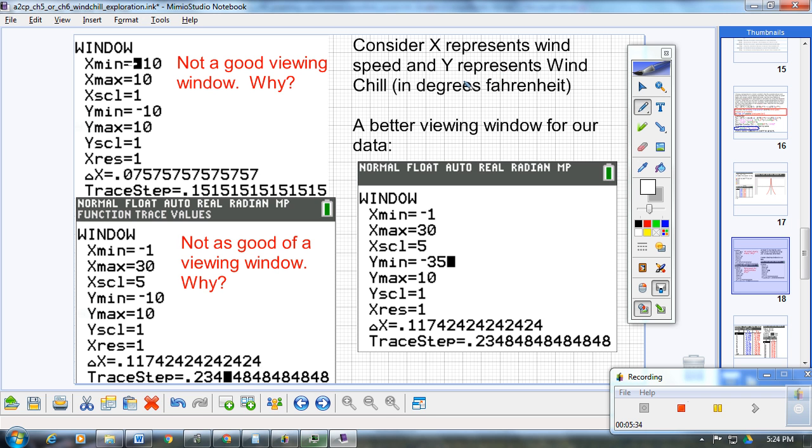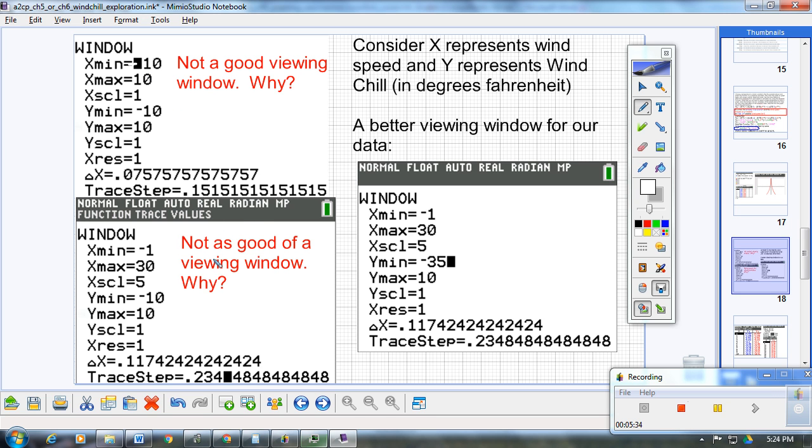It represents the temperature, which is wind chill, in degrees Fahrenheit. So you have to think of that first so you don't get confused. This is not a good viewing window. Why? Because my wind speed only goes from -10 to 10. Well, that doesn't make any sense. We don't have negative wind speeds. Not a good viewing window.